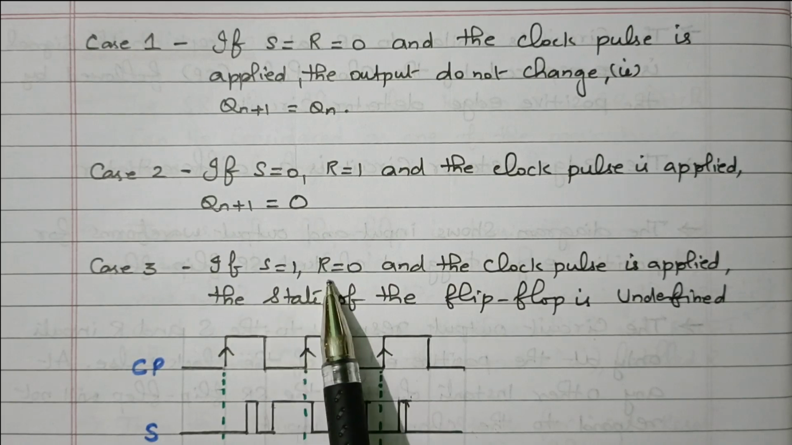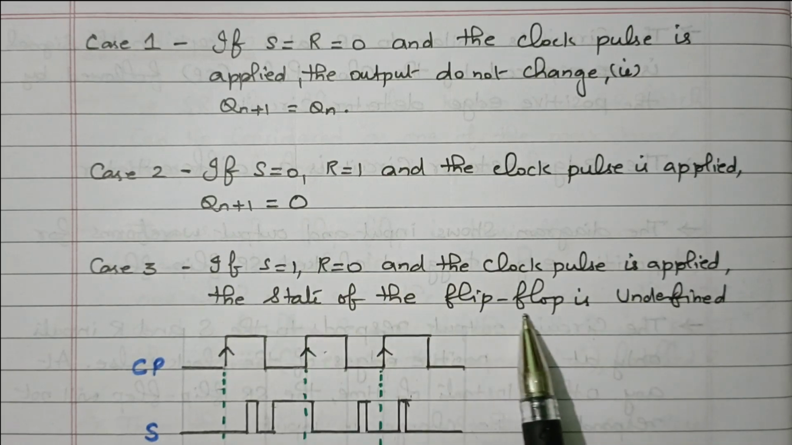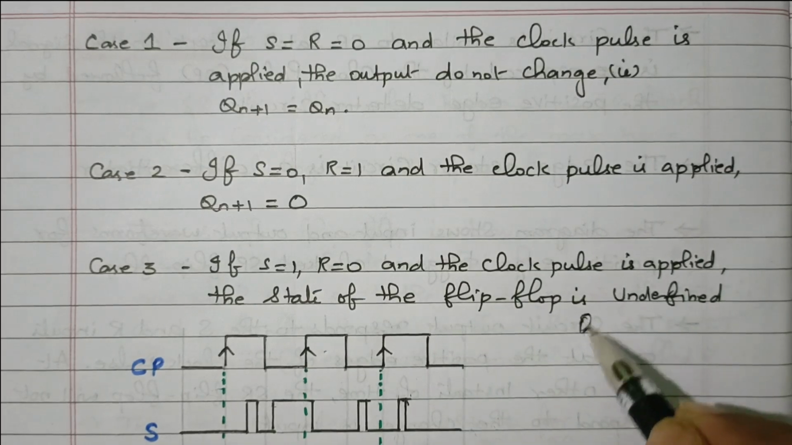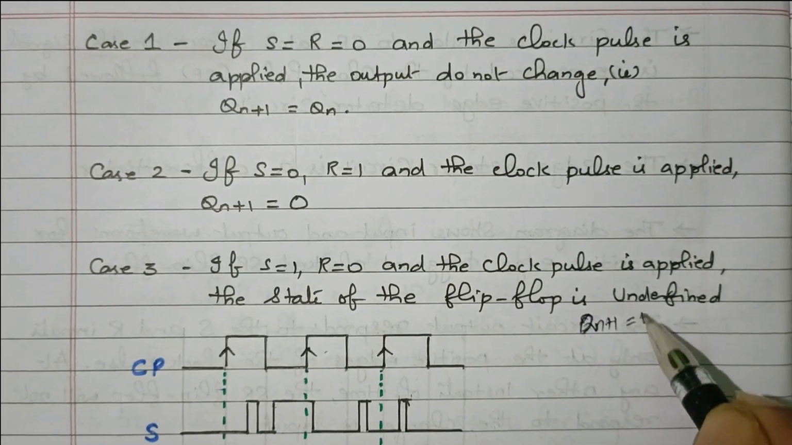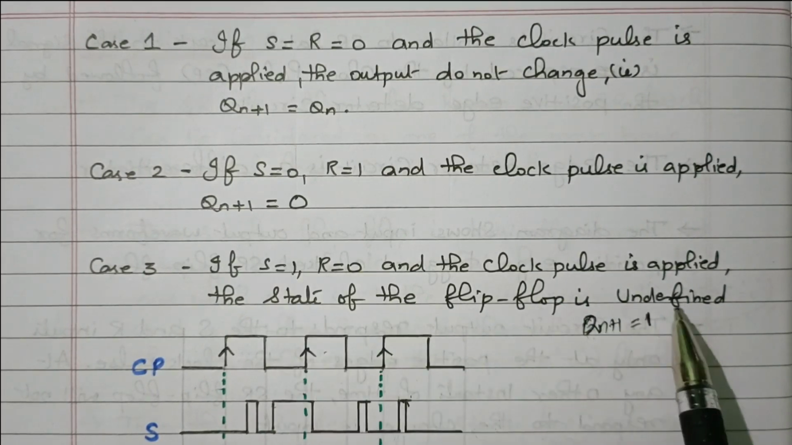If S equal to 1 and R equal to 0, the clock pulse is applied, the state of the flip flop is undefined. It's not undefined. The state of the flip flop is 1. Q n plus 1 is 1, right? If S equal to 1 means set. If both are 1, that is undefined, right? Now we'll see this clock pulse.